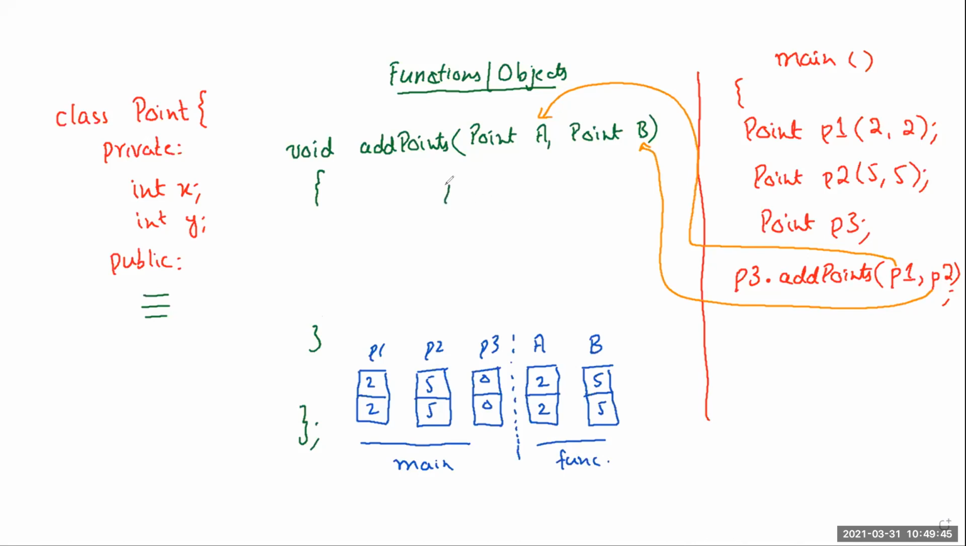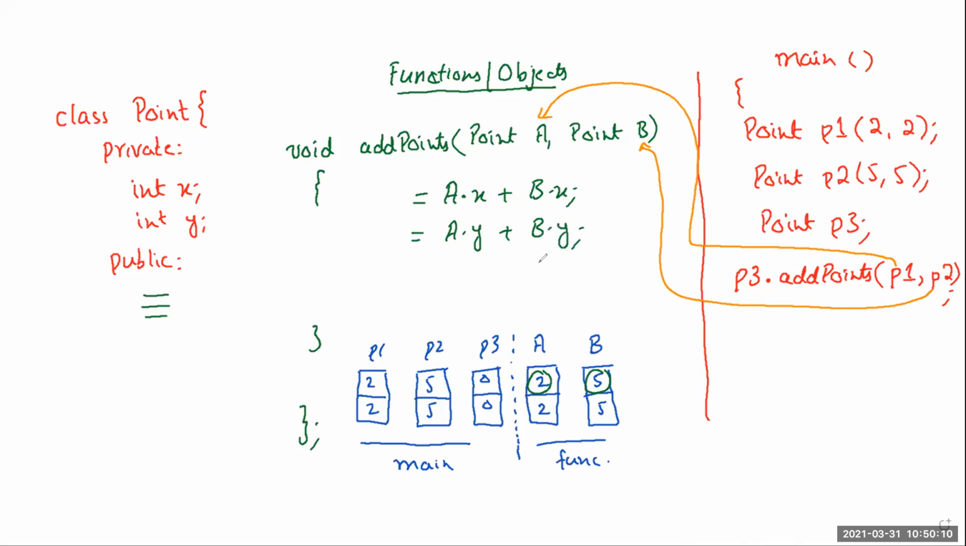So it means I can write something like a dot x plus b dot x. What is a dot x? This thing, 2. What is b dot x? 5. And we wanted to add them together. Okay, where do we store them? Just wait for a moment. Similarly, I can write a dot y plus b dot y.